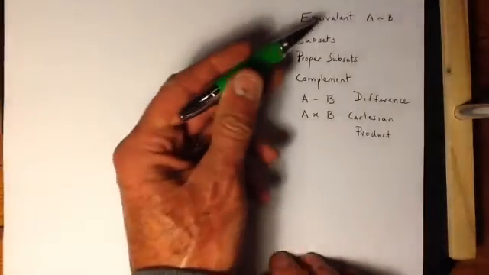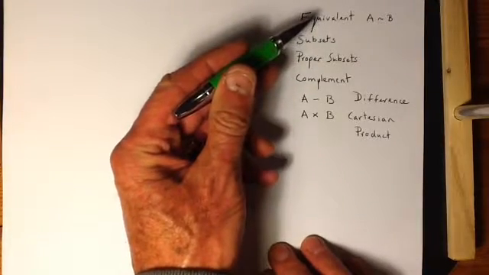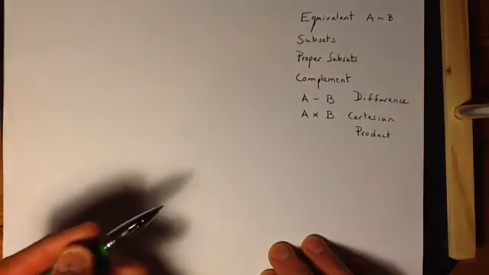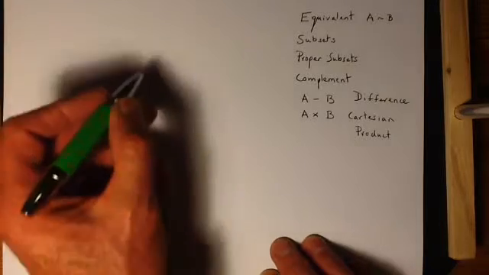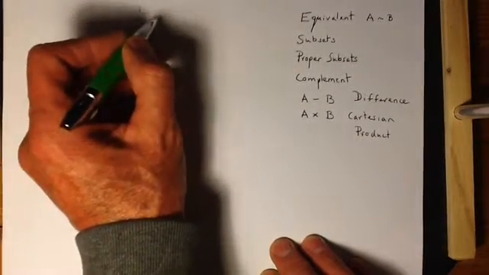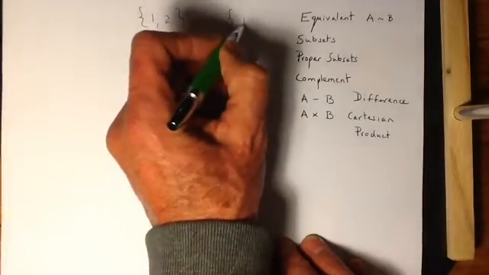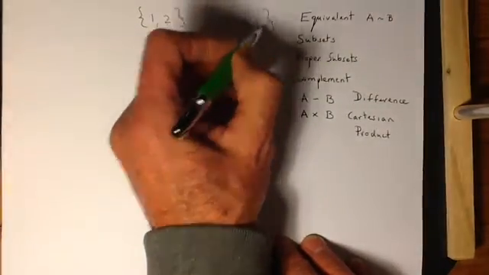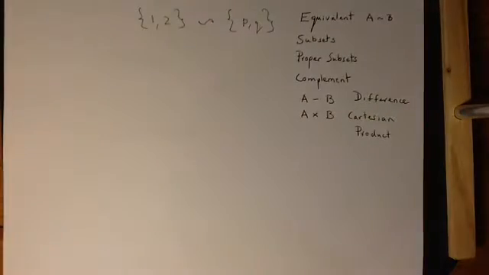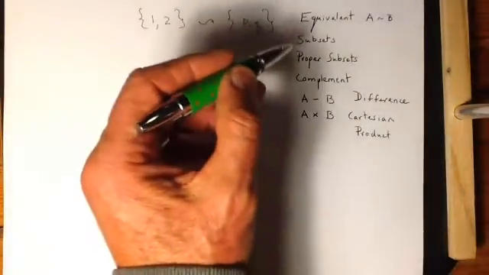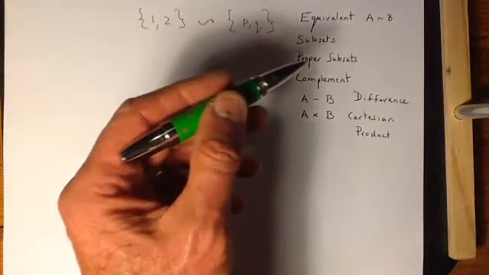If we're talking about equivalent sets, what we mean is they've got the same number of elements. So this set and this set are equivalent. They're obviously not equal because they're different, but they do have the same number of elements. Subsets we've dealt with, proper subsets.